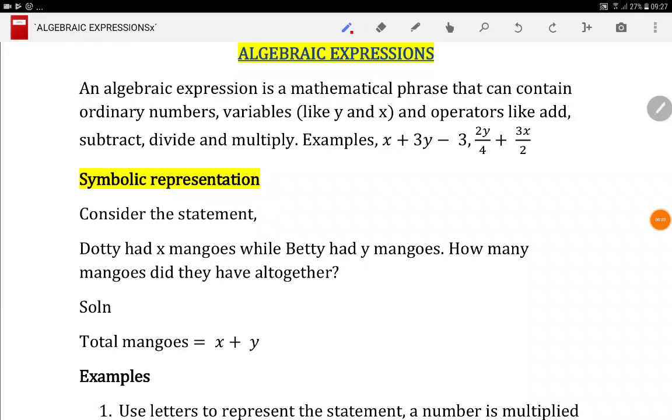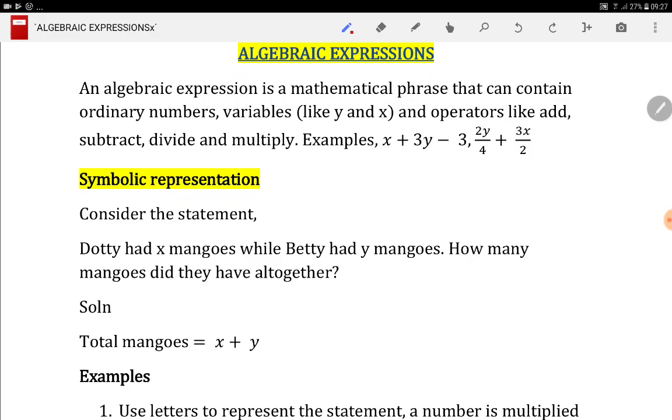Algebraic expression. Now, this is a topic in Form 1, and we'll start by definition of what an algebraic expression is. An algebraic expression is a mathematical phrase that can contain ordinary numbers, variables like y and x, and operators like add, subtract, divide, and multiply.